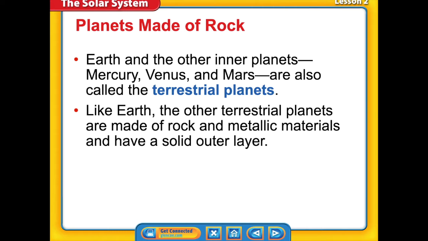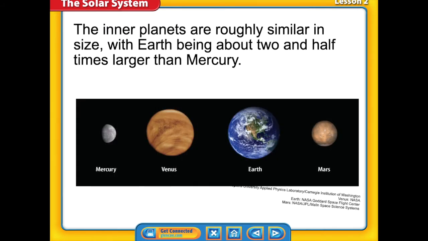The inner planets are roughly similar in size, with Earth being about 2.5 times larger than Mercury. Here you can see actual images of the 4 inner planets, Mercury, Venus, Earth, and Mars. Notice that Mercury is the smallest. Venus is similar in size, just a little bit smaller than Earth. Earth is the largest, and then there is Mars. Notice that Venus is covered in clouds, and Earth has some clouds. Mercury and Mars do not contain any clouds.